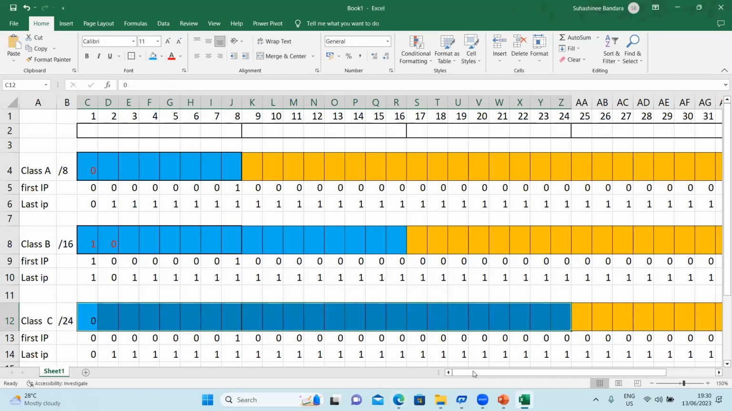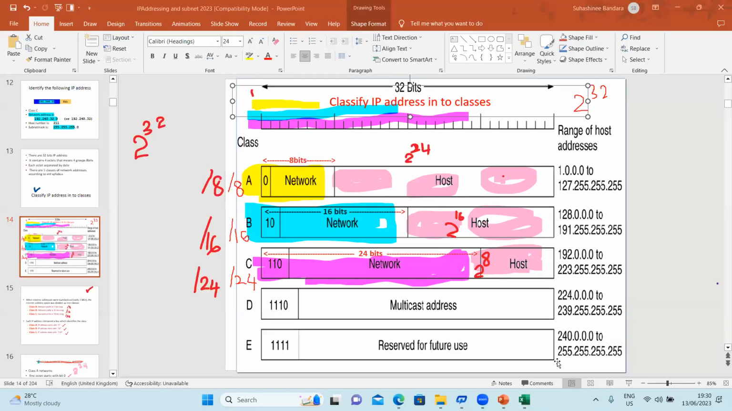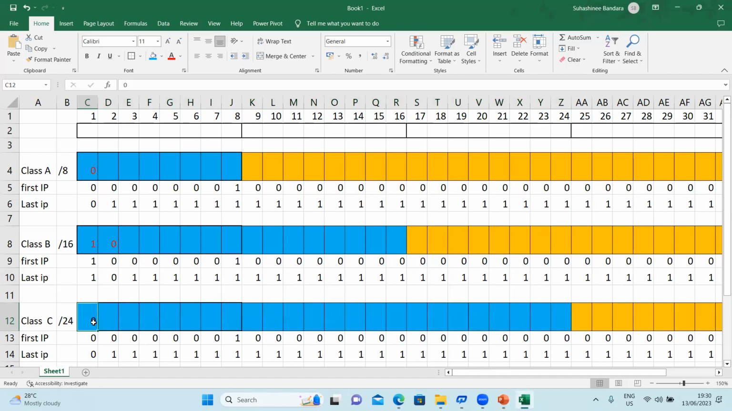What is the starting number? What is the rule we are going to use there? It should start with 110. So there should be 1, 1, 0. Okay, so if it is 1, 1, 0, that is a fixed value. 1, 1, 0 means fixed.